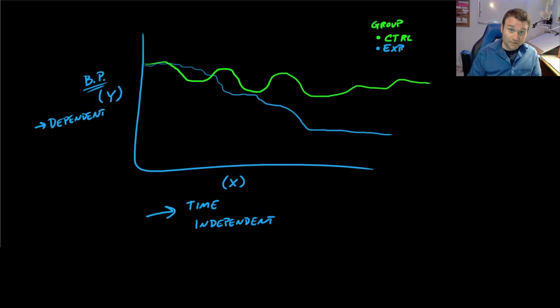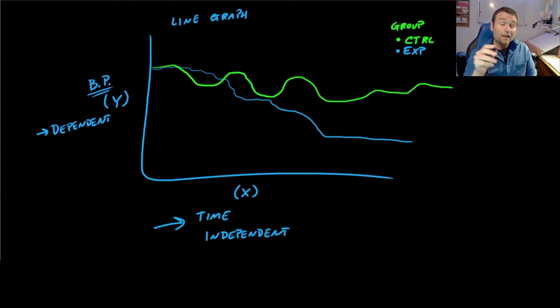So let's take a look at another kind of graph. This is what we call a line graph. And a line graph is really good for showing change over time or variation over a temperature.